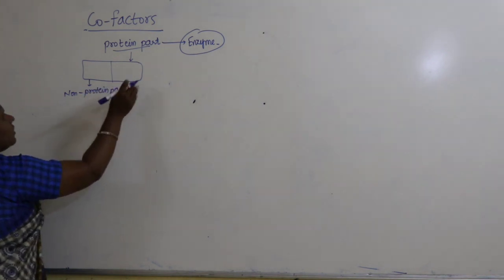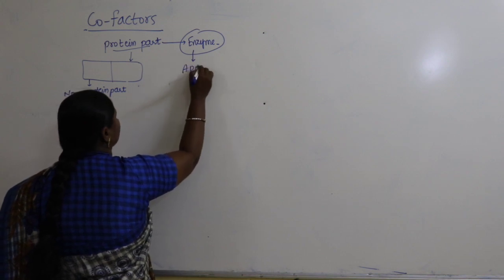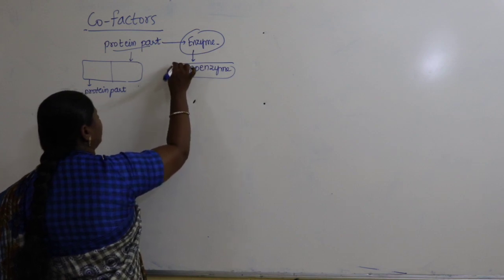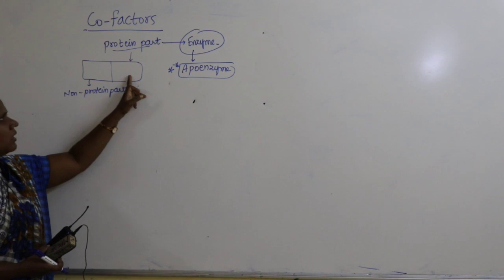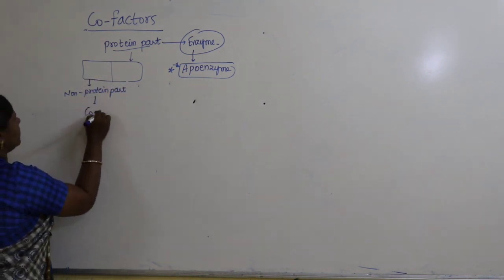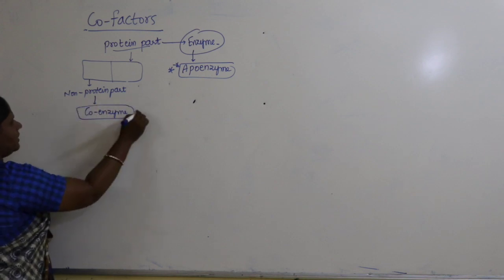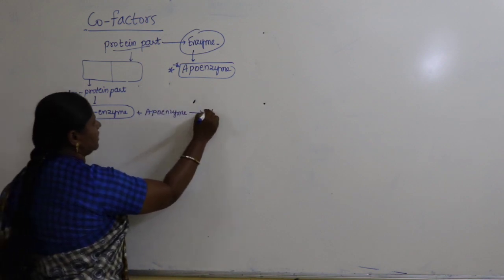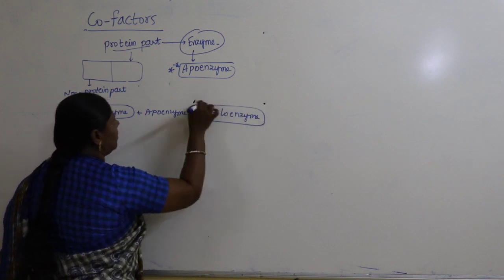So here the protein part of the enzyme is called apoenzyme, and mostly the non-protein part of the enzyme is called coenzyme. So whenever we write coenzyme plus apoenzyme, it is nothing but holoenzyme. I repeat.